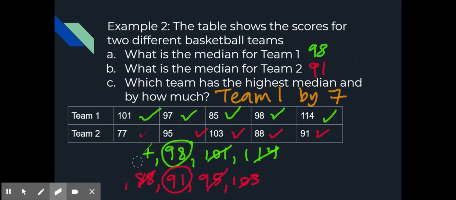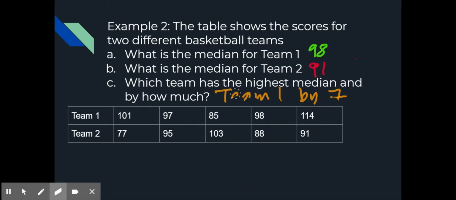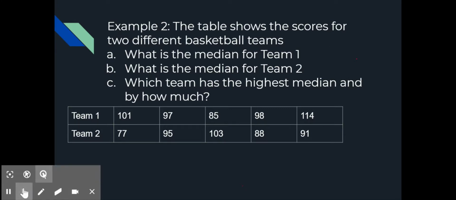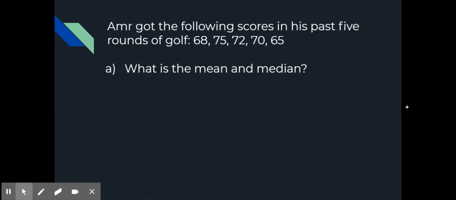So you've probably heard mean, median, mode, and range before. In 6th grade, you were introduced to these terms. The 7th grade concept of these terms is where we're comparing them together. So that's the difference between what you've learned in 6th grade and 7th grade. You may also have heard of the term outlier. An outlier is a data point that is noticeably different, either a whole lot more or a whole lot less than all the other data points. We're going to work through our example and see what happens when we throw in an outlier.